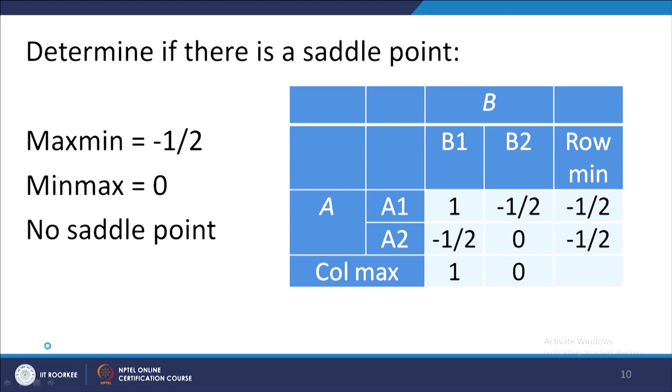Then comes the column maximum. The first column maximum is 1, because we have 1 and minus 1/2. And for the second column, we have minus 1/2 and 0. So, there we have 0. And since we want the minimum of 1 and 0, the minimum is 0. And since minus 1/2 is not equal to 0, therefore, there is no saddle point in this game.